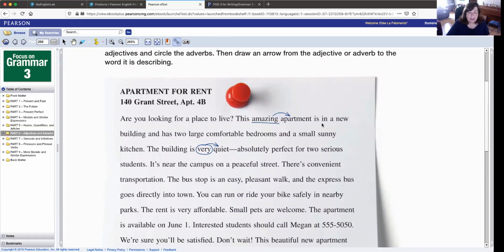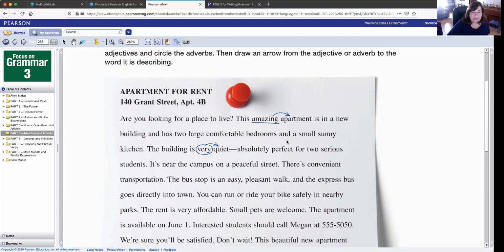Okay, let's look at this. So look at the nouns and verbs first, and then see if you have adjectives or adverbs that describe them. So here's the word building, right? Is there an adjective for this? There is. It's new. So you would underline new and put an arrow on building. And has 2 large, comfortable bedrooms. Bedrooms is the next noun that you see. Are there any words that describe bedrooms? Yeah, large, comfortable. So you would underline these and then put an arrow for bedrooms.